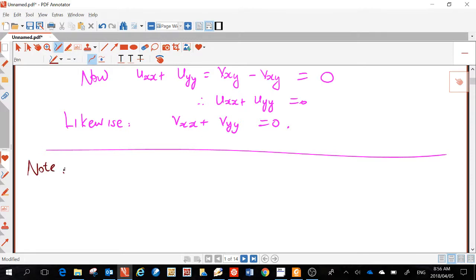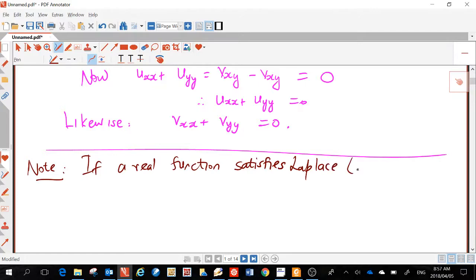Note, if a real function satisfies Laplace, in other words, harmonic, then it is the real part of a holomorphic function, of some holomorphic function.